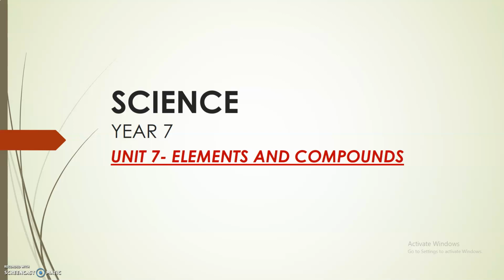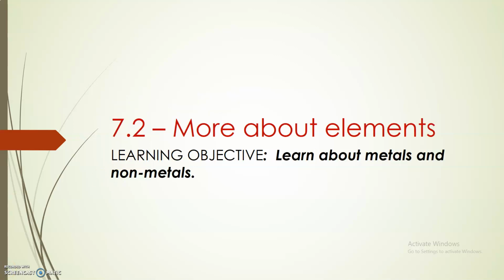Today's science lesson, we were dealing with the unit Elements and Compounds. We have already completed the first lesson, 7.1. Now, we'll go for the second lesson, 7.2, More about elements. The learning objective is to learn about metals and non-metals. I think you have heard about metals and non-metals a lot. So let us go to the chapter.